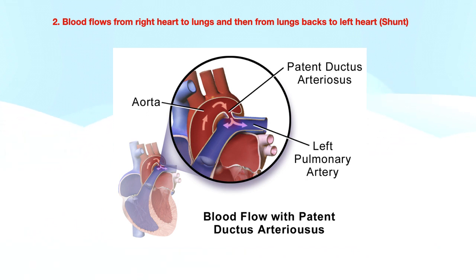To understand this again, remember, the key lesson here is that the blood flows from the right heart to the lungs and then from the lungs back to the left heart. If there is any admixture of blood, then it is called shunting, which is an example.